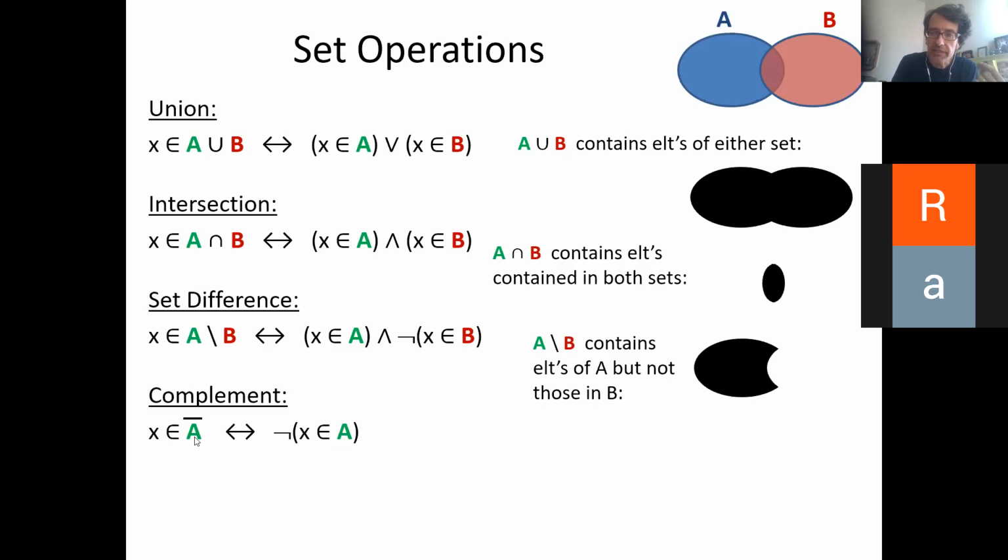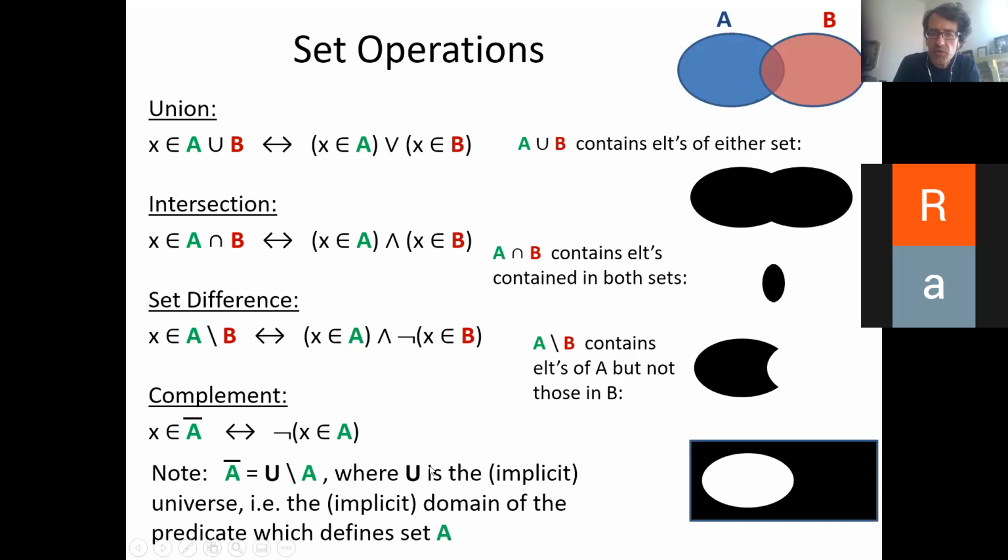Complement of A is defined as the set of all such elements that this predicate is satisfied, which is that you negate inclusion in A, right? So all elements that are not in A. Now, for this to work, you have to have a notion of implicit domain, because when I say it's a complement of the set of ICS students, then I say, well, it's all UCI students who are not in ICS, all students in the United States who are not at ICS, who is not in the set, right?